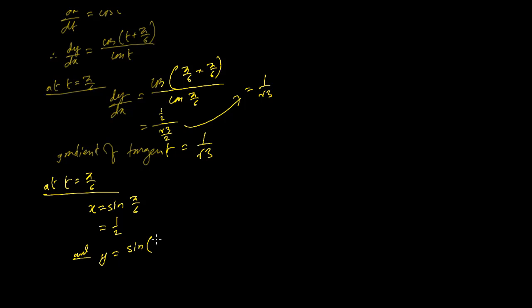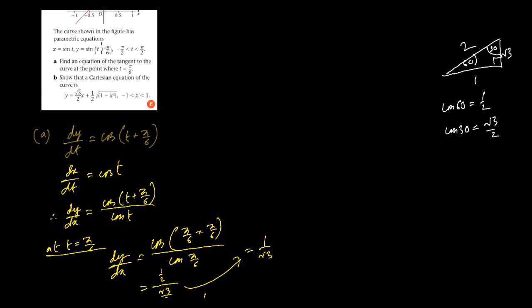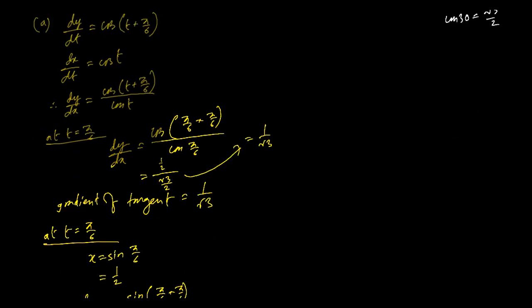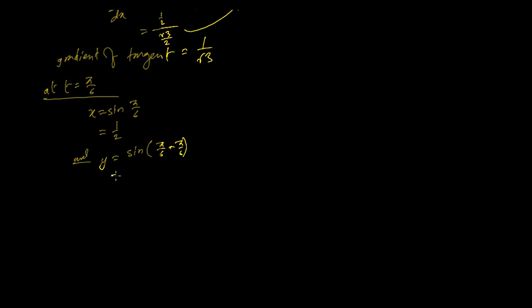And y equals sine of pi by 6 plus pi by 6, because it is sine of t plus pi by 6. So pi by 6 is 30 degrees, 30 degrees plus 30 degrees is 60 degrees. Sine 60 degrees is square root of 3 by 2. So the point is half, square root of 3 by 2.